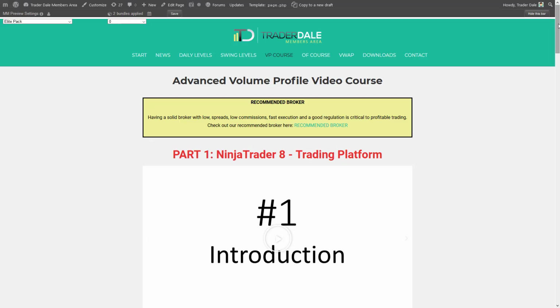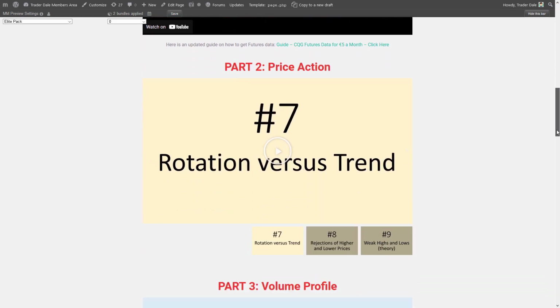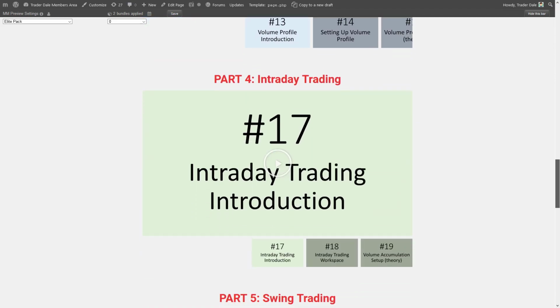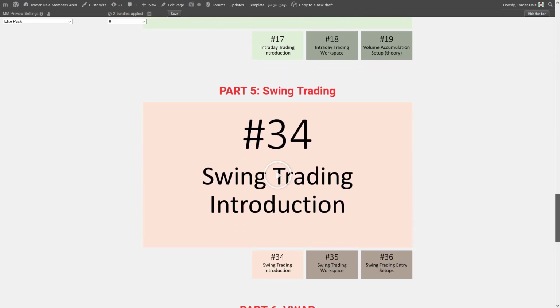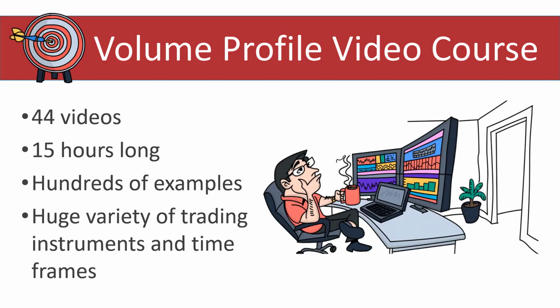So this is the members area, this is the video course. The first part will guide you through setting up NinjaTrader platform, creating workspace, and showing you some cool platform features. Then we'll continue into extensive price action course, and from that into volume profile course. And this then goes into intraday trading course. This is a volume profile intraday trading course and swing trading course. Then the video course finishes up with a VWAP trading course. Alright, so that was the volume profile video course.